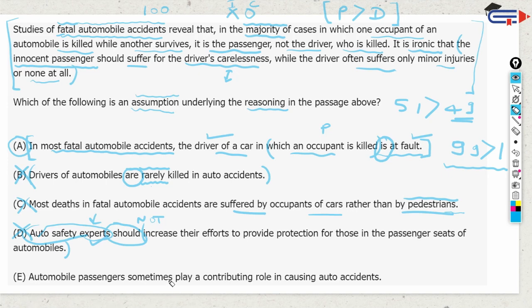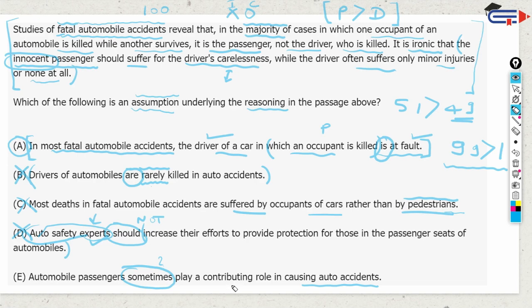Automobile passengers sometimes play... Okay, beware of this "sometimes," because again, like "rarely," we don't know how many times. So always a question mark when it comes to a quantifier like sometimes or rarely. Just make a habit of spotting these words. Automobile passengers sometimes play a contributing role in causing auto accidents. If that is the case, can we call them innocent? We can't, right? So this is not consistent with the passage.